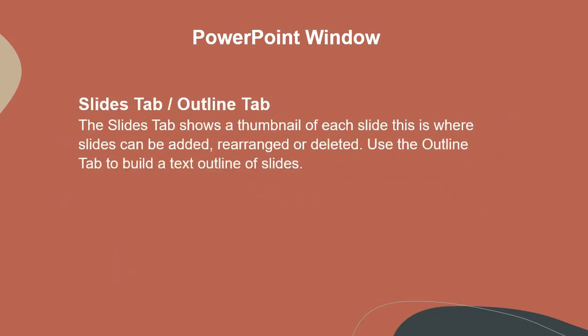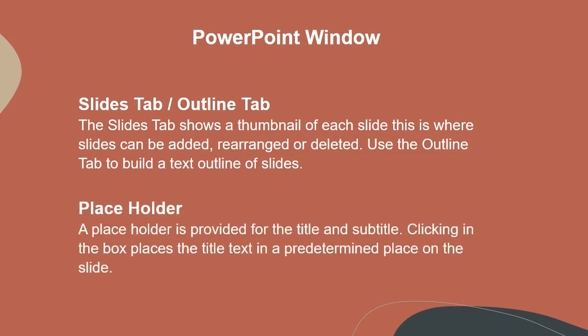Aside from those, we also have the Slides or the Outline tab. The Slides tab shows a thumbnail of each slide. This is where slides can be added, rearranged, or deleted, while the Outline tab is used to build a text outline of slides. A placeholder is provided for the title and subtitle. Clicking in the box places the title text in a predetermined place on the slide. However, if you use a blank slide, there is no placeholder there.